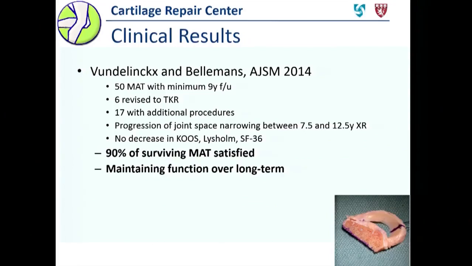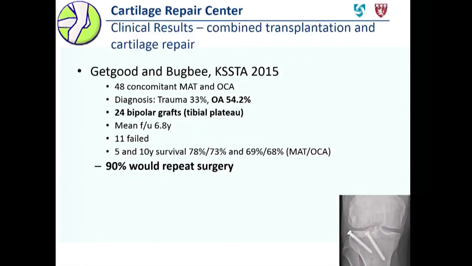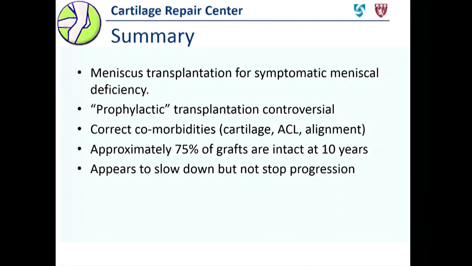In terms of the outcomes, Brian talked a lot about this, but generally I tell patients about 75% at 10 years. Short term, obviously it's higher, and more than 90% of patients generally are happy with them. Concomitant surgery, 90% would repeat surgery in this study between Al Getgood and Bill Bugby using osteochondral allografts and meniscal transplants. So very successful, meaning just because you have a cartilage defect, meniscal transplantation is not contraindicated.